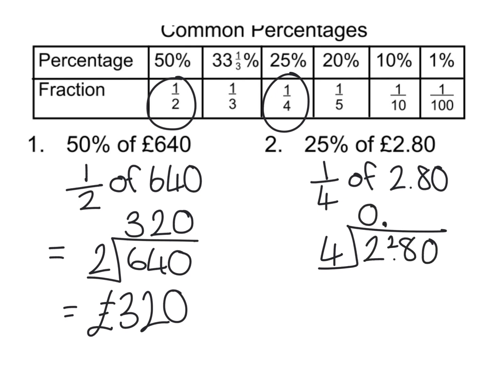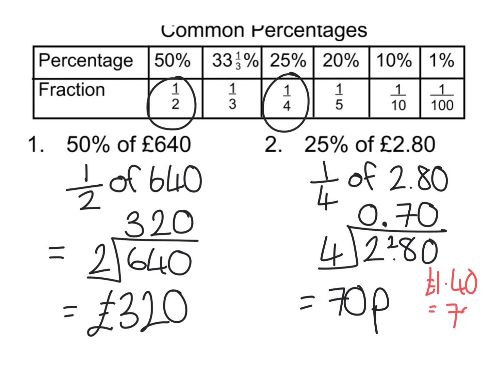So we make it 28 divided by 4, which is 7, giving me 70. And then that would be 70p. Let's quickly discuss the other method though. For 25%, we could have done half of 180 is, let me just change my pen colour a second. Half of 180 is £1.40. And then half of £1.40 is 70p. We could have done it that way as well, halving it and halving it.